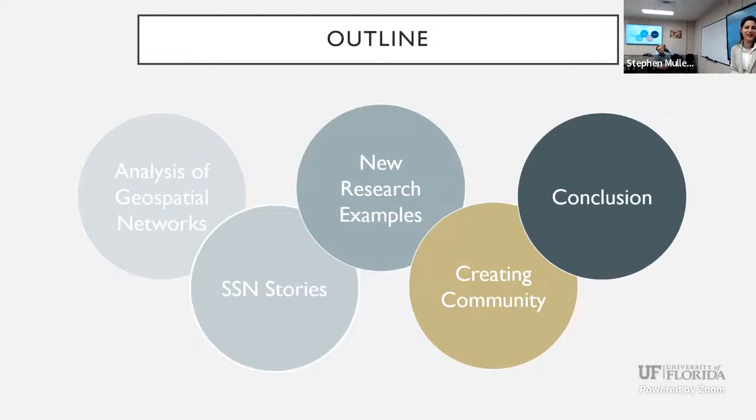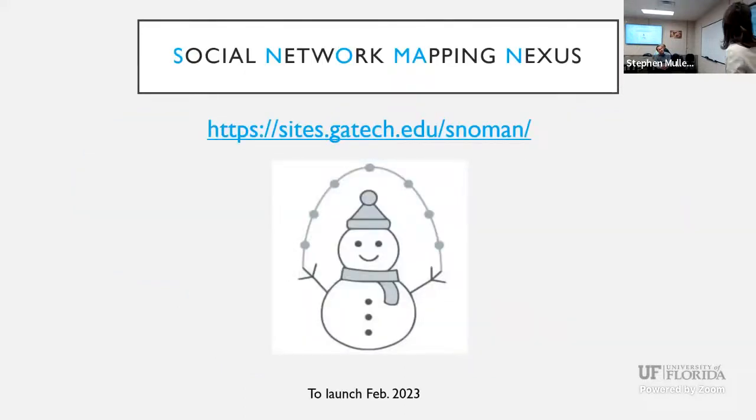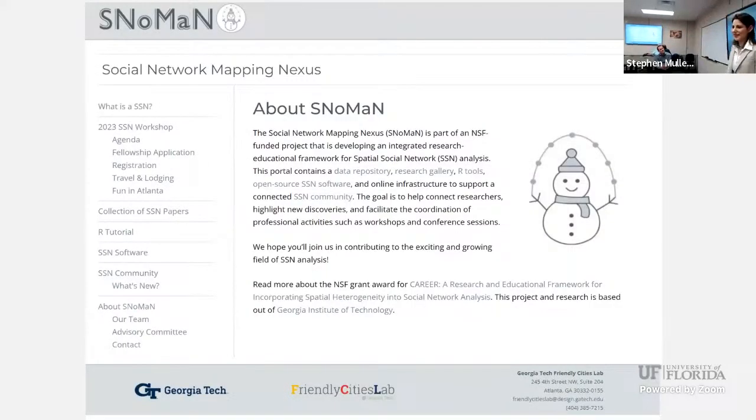Right now, I will give a little bit of a discussion, about 5 minutes, on how we're creating community based on some of this work. Our project is called SNOWMAN, the Social Network Mapping Nexus. And here's our Snowman. It's going to launch at the end of the month. I notice he's a little bit grainy. We'll work on that. Okay, so here's the Snowman website.